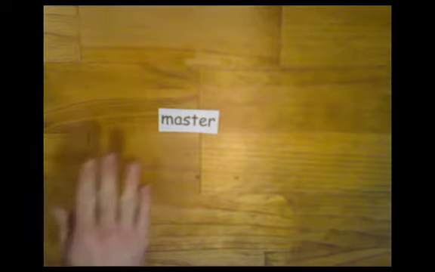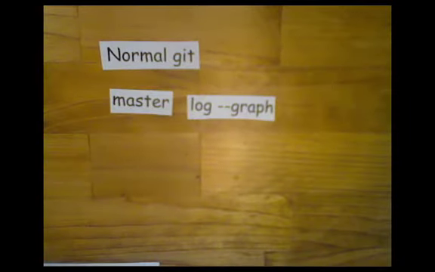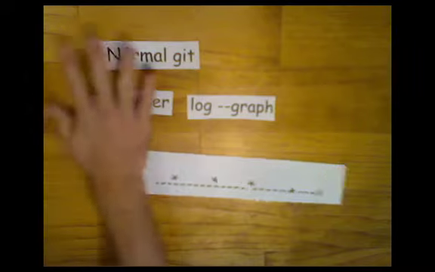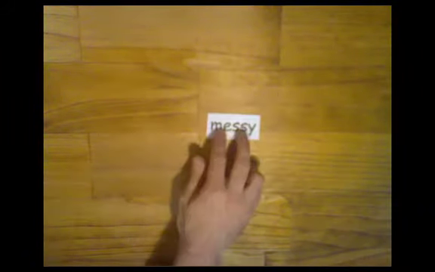The problem with using this workflow is that if you were to do a log graph on the master branch, with lots of commits on a single line, it's not that obvious to see who's done what, or what commit relates to what feature. Overall, it just ends up being very messy and very difficult to track.